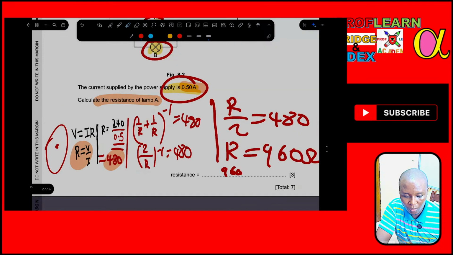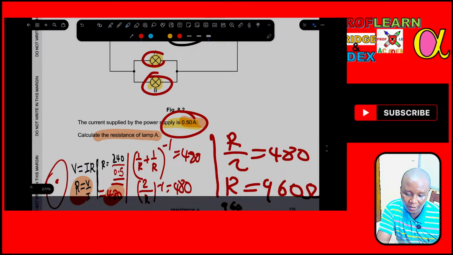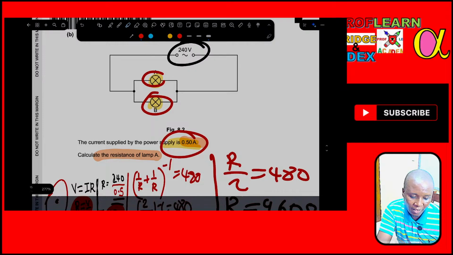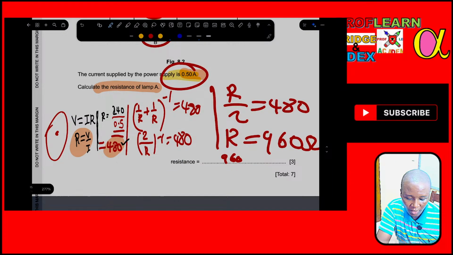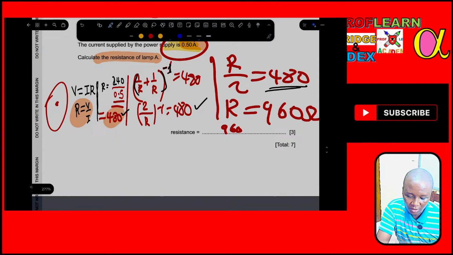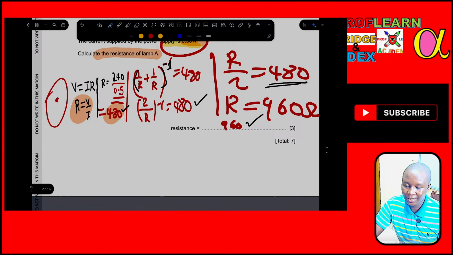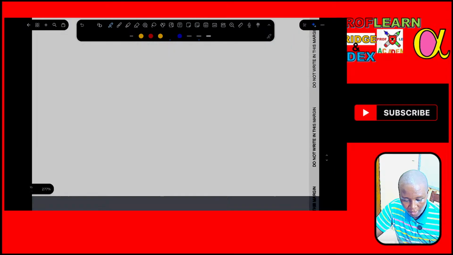But since these two lamps are in parallel and they are identical, each having resistance R, to get the total resistance it will be (1 over R plus 1 over R) raised to power -1. This is the formula when resistors are connected in parallel. So if you work it out, you get R over 2, then times 2 both sides. The value of the resistance of each resistor will be 960. So that is it.